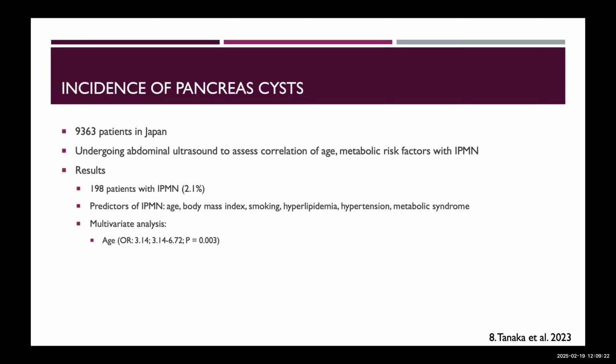In a multivariate analysis, when they looked at all these variables, the only thing that really predicted development of IPMN was age. So what have I presented so far? Basically, there's sort of variable incidence and prevalence of pancreas cysts that are identified asymptomatically and incidentally, and it may be related to age and certain very common risk factors that we see day to day with our patients.